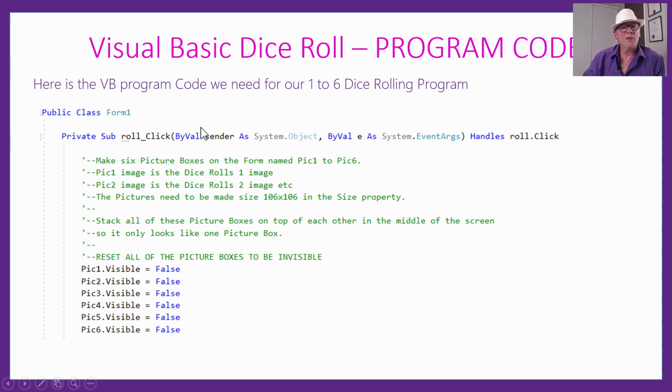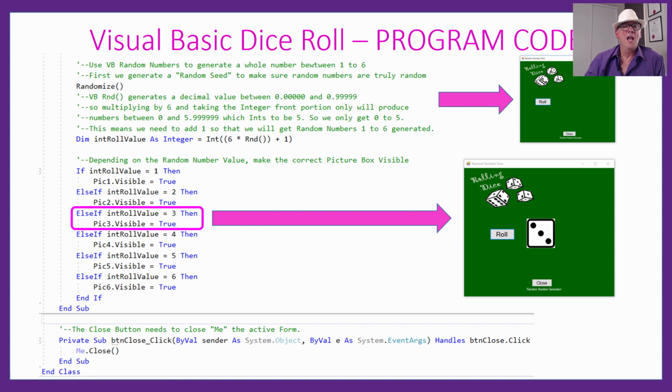The first thing that we need to put in is to set up all of the dice pictures, the 1 to 6, and make them invisible. So you set their property, pick one.visible equals false. Set them all to be invisible at the start, that's what we want. When you've done that, this is the first screen that happens when you run the program. All the picture boxes are invisible and you can't see any dice there.